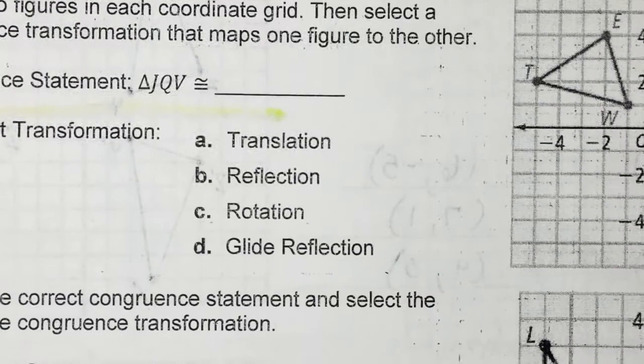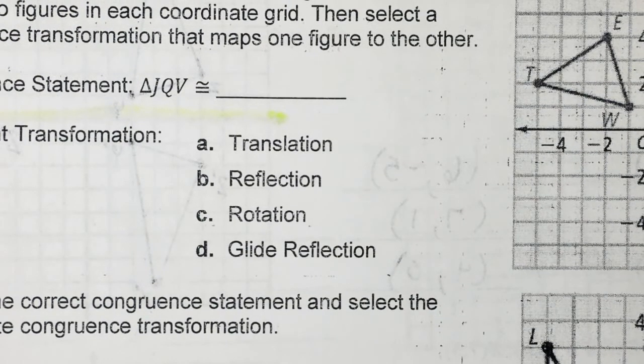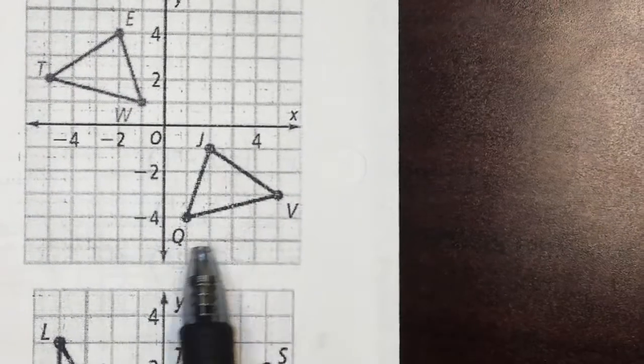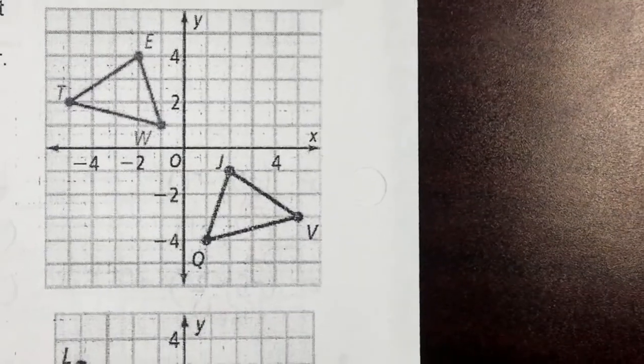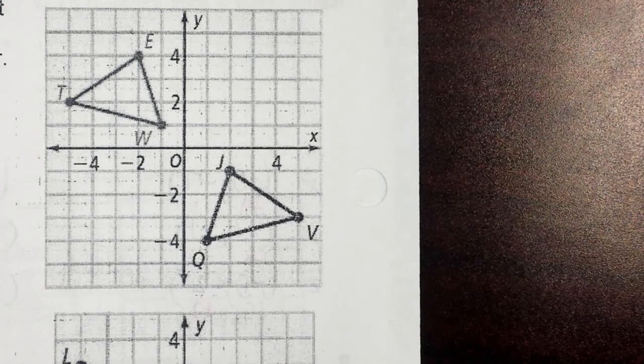So this first figure, they called it triangle JQV. This first one here, they call this triangle JQV. If they call that, what would you have to call the second triangle?